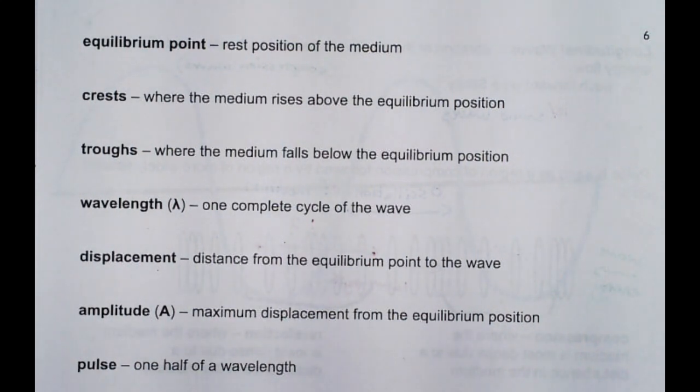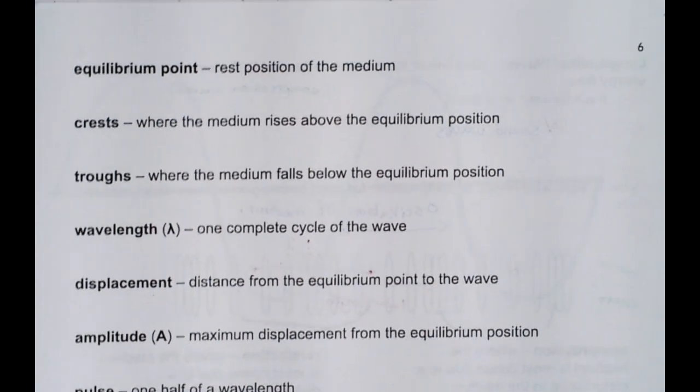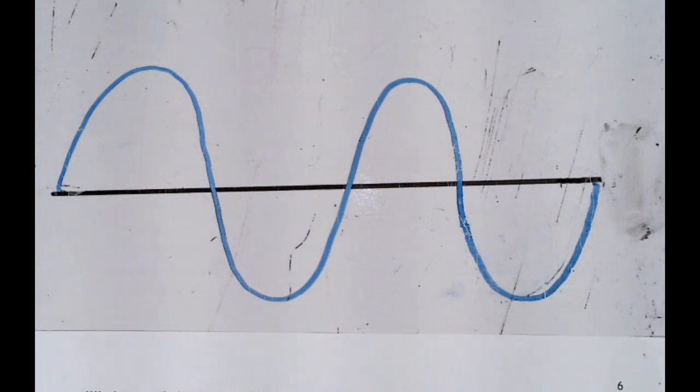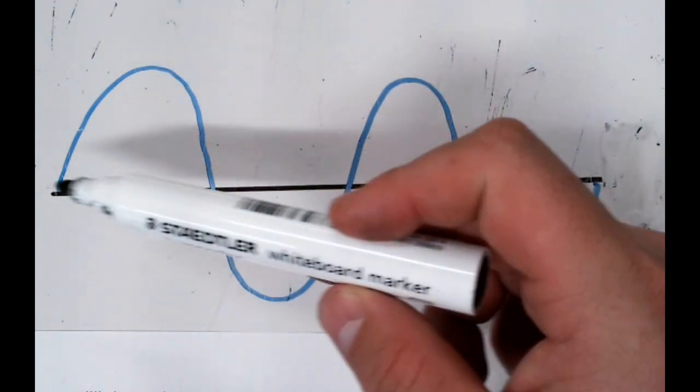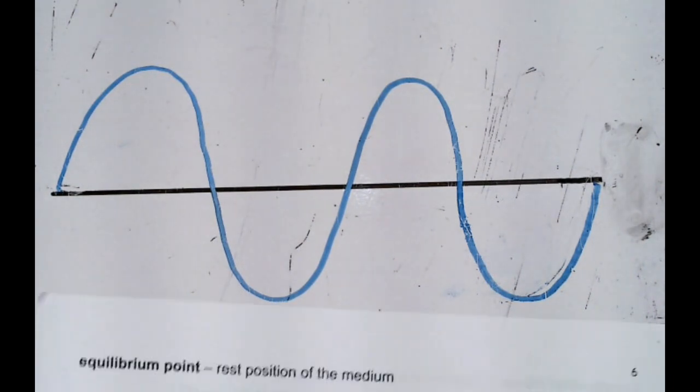So looking at waves, we need to look at a few pieces of terminology. The first one we're going to look at is equilibrium point. What the equilibrium point is, it's the rest position of the medium. So if we're looking at our wave, this black line, this is what we would be at if we didn't have waves going on. This is where we would be sitting on the medium. So we call that the equilibrium point.